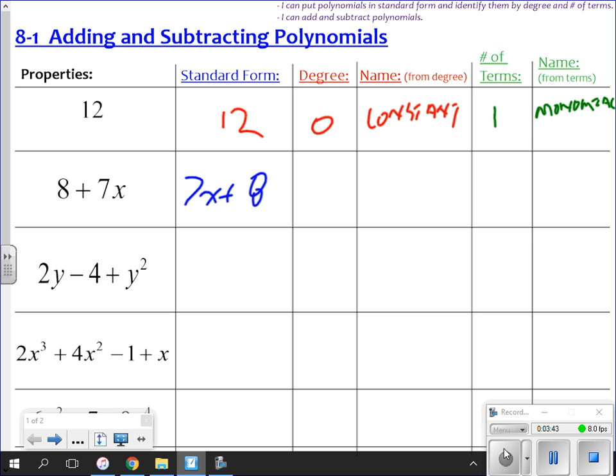What's my degree on this one? What's the highest power of x that I have? 1. Remember, we don't write a power of 1, so this is degree 1. A polynomial of degree 1 is a linear equation. We've been working with polynomials. When we did all our lines, those were all linear equations, those were linear polynomials. How many terms do we have there? We have 2 terms. So if one term is a monomial, what do you think 2 terms are going to be? Come on, mono, 2 terms would be a binomial.